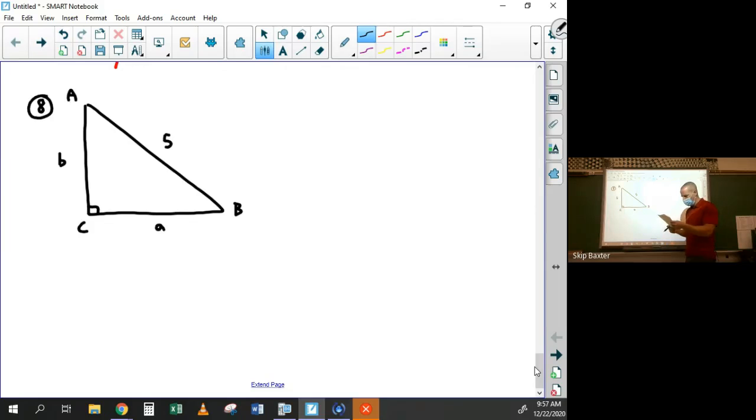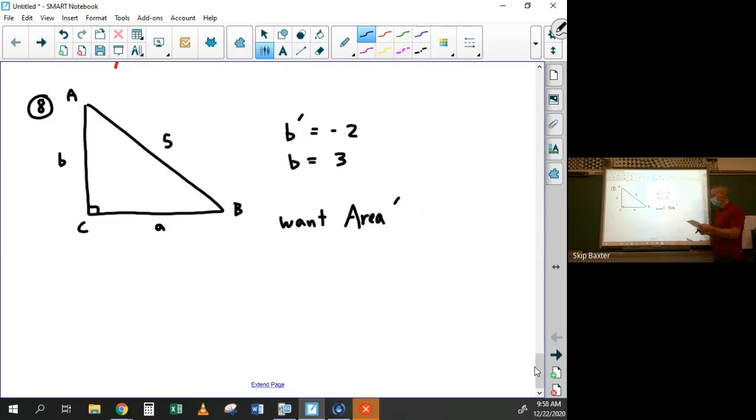So it says one leg AC, which is side B, is decreasing at a rate of 2 feet per second, so B prime is negative 2. The rate in square feet per second at which the area is changing when AC equals 3, so B equals 3. At the moment in question, we want area prime, right? The rate at which the area is changing. It's a little confusing to use A, I think.